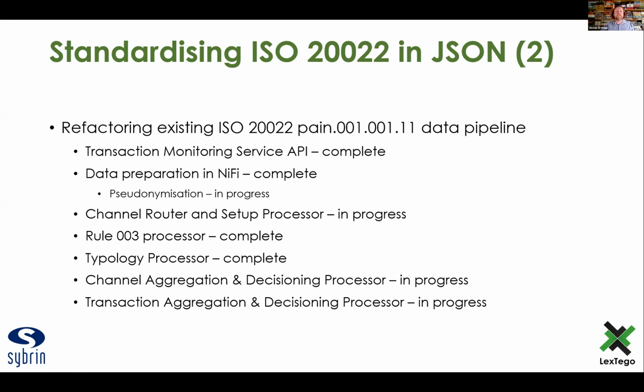And then the two latest additions to our data pipeline, the channel aggregation and decisioning processor and the transaction aggregation and decisioning processor, are still outstanding and will be completed in this current sprint, which is our first sprint for the PI.